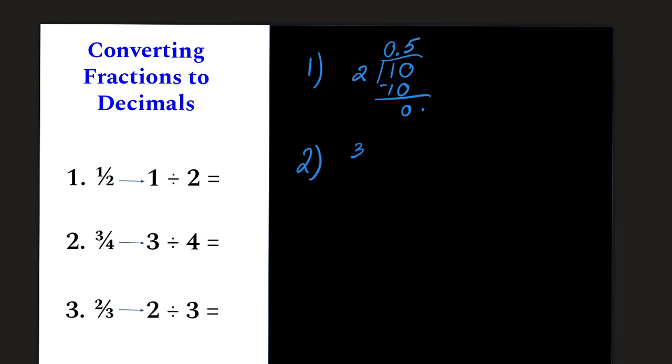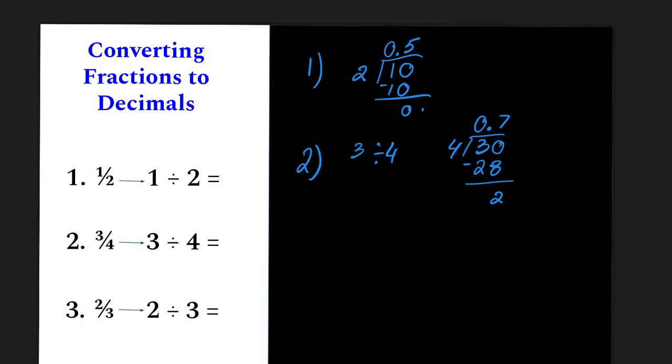3 divided by 4, which we can write as a long division. 3 divided by 4. And 4 cannot go into 3, so therefore we're going to put a 0 and a decimal, and then make this 30. 4 can go inside 30 7 times. So we're going to write 28. 4 times 7 is 28. Subtract that, then we have 2.